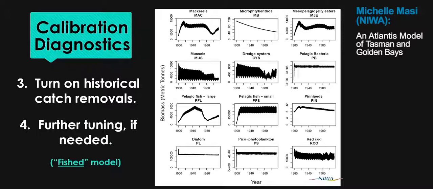And then, like I mentioned, once you have that done, you can move on to turning on your historical catch removals. So now this is the fished version of the model. So the only difference between the two models is that here fishing is turned on. And so you can see that these changes in abundance are caused by catch removals alone in the model. And like I mentioned, some further tuning may be needed here if a group crashes or goes extinct under a period of heavy fishing. And heavy fishing historically occurred in Tasman and Golden Bays around the late 70s, early 80s. So you can see some of the groups declined, but then when fishing pressure was reduced, the groups increased.